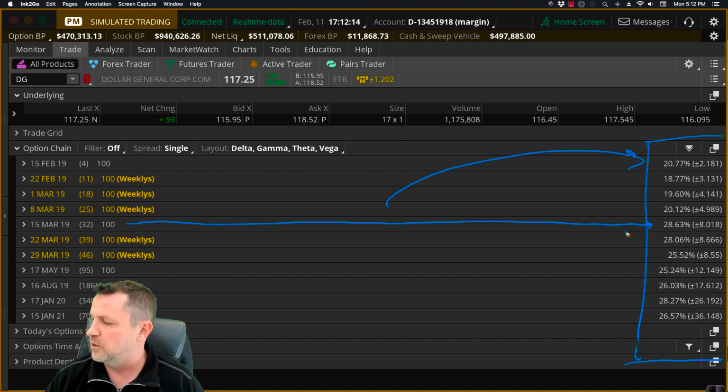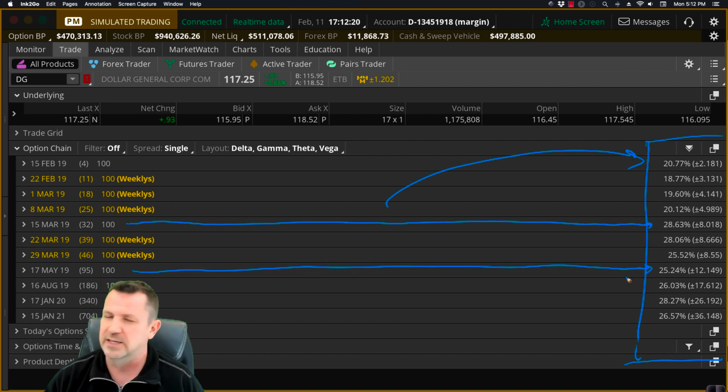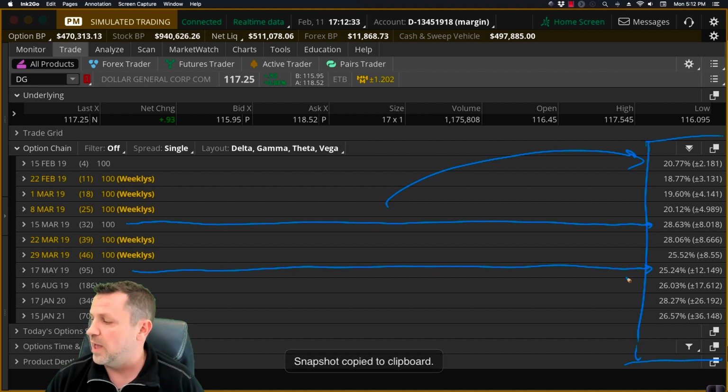But if I were to come out here and consider looking at, say, May options, those May options are pricing in about 25%. So they're pricing in about 3% less in implied volatility, ballpark for you. And the reason those March options are probably pricing in more implied volatility, I'm guessing, would be around earnings. And so we have to factor that in.